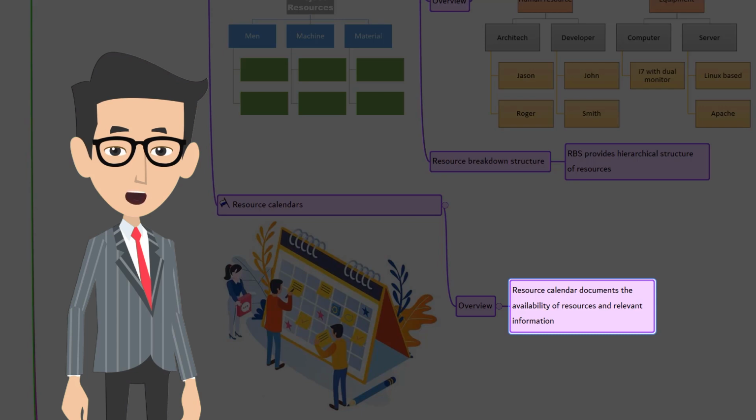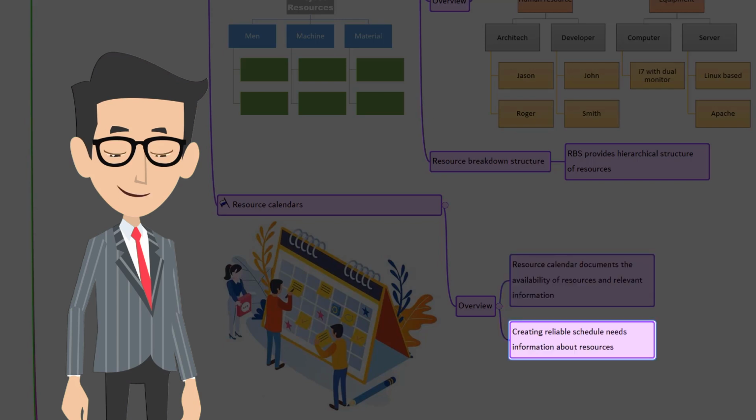Resource calendars also have information about workdays, shifts, start and end date of normal business hours, weekends, and public holidays. To create a reliable schedule, you need a good understanding of each resources available, schedule constraints including the time zones, work hours, vacation time, local holidays, maintenance schedule, and commitments to other projects.